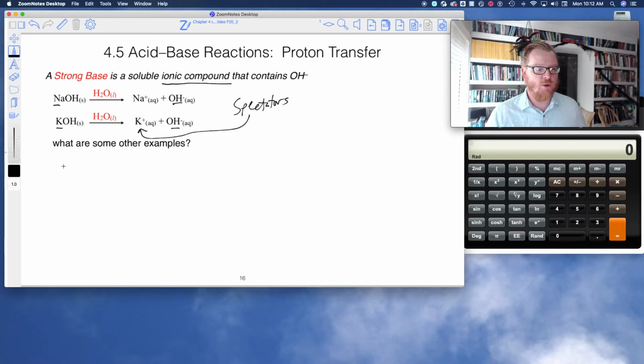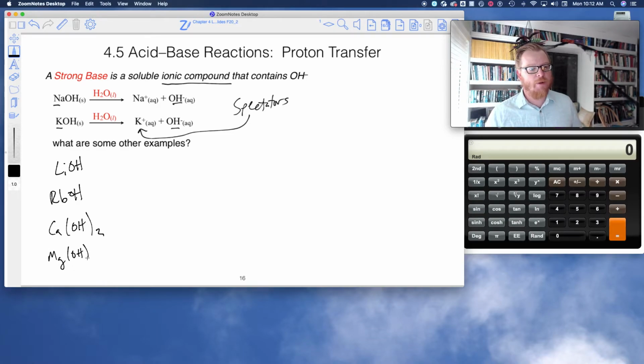All right? So let's go through those examples. So lithium hydroxide, okay? Rubidium hydroxide. What about calcium hydroxide? Well, calcium hydroxide definitely, but I have to write it like this because calcium is 2 plus. Or magnesium hydroxide. That's another good strong base. But remember, because magnesium is 2 plus, I have to write it like that as well. Okay? So let me follow through my notes.